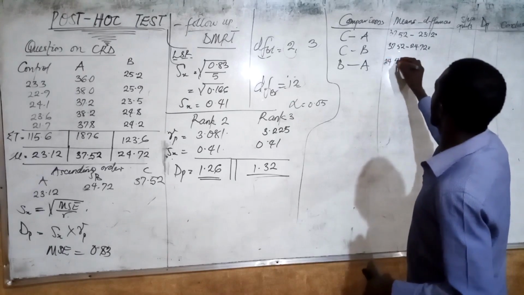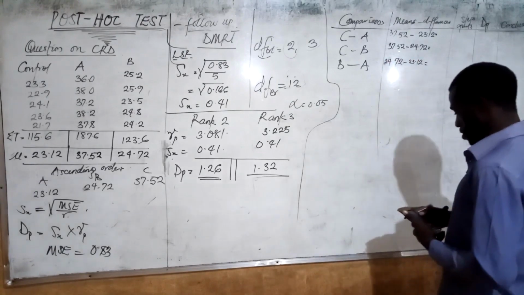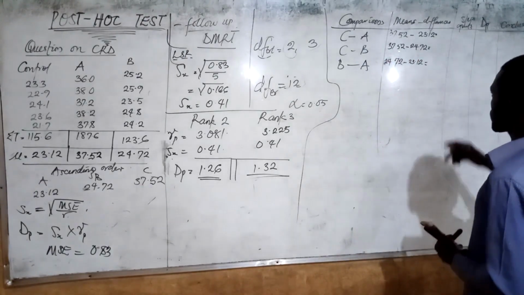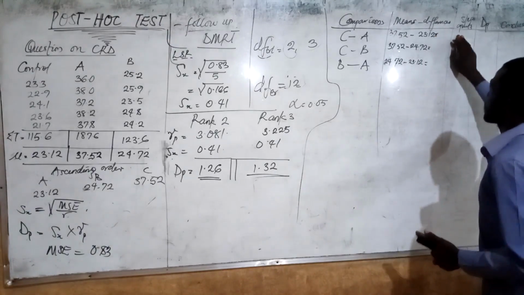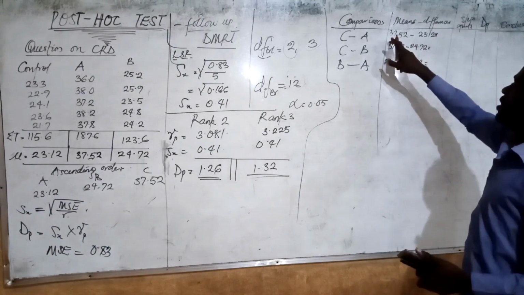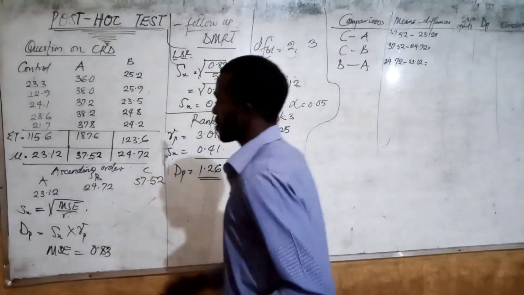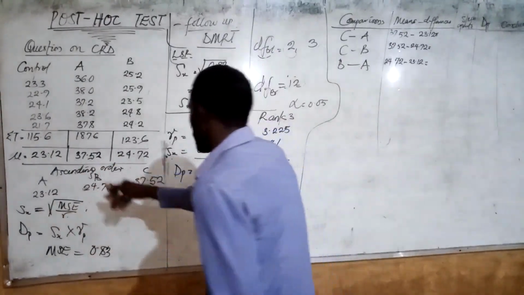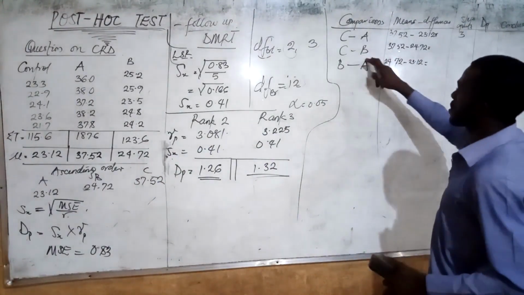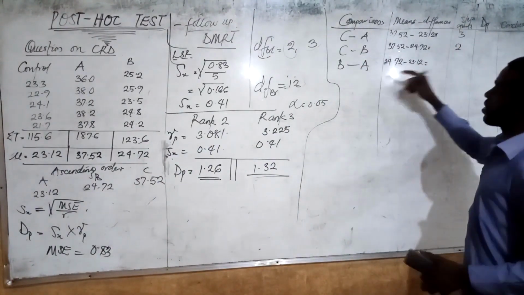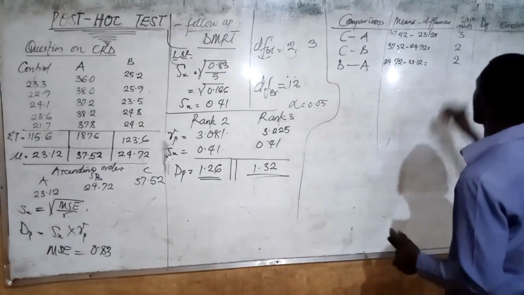24.72 minus 23.12. Okay, so now there are steps apart. We are going to write our answers there, but let's do the steps apart. How many steps apart is 37.5 away from this one? There are 3 steps apart: 1, 2, 3. How many steps are these apart from each other? 2 steps apart. B and A, how many steps? 1, 2. So there are 2 steps apart.